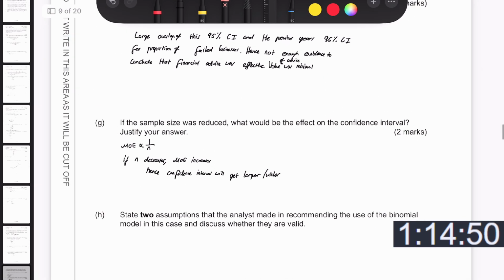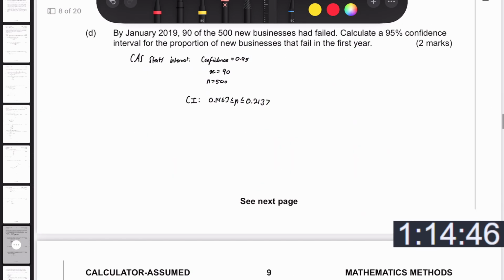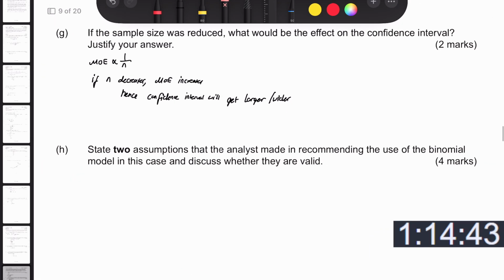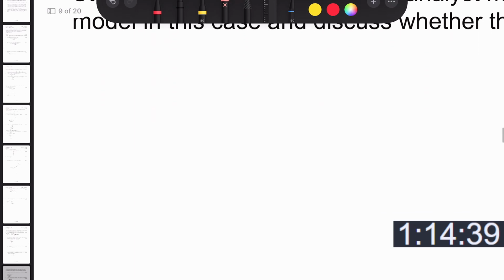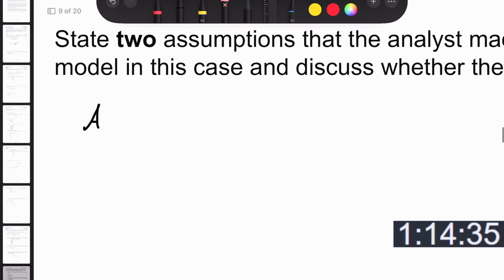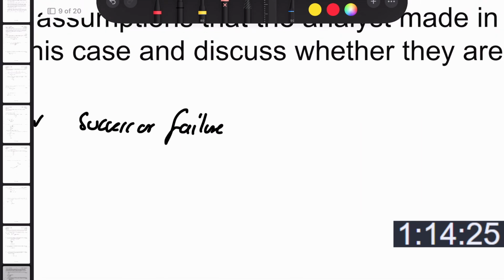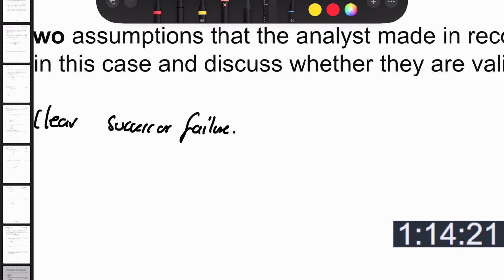State two assumptions that the analyst made in recommending the use of binomial models in this case, and discuss whether they are valid. Either you fail or you don't, success or failure. I guess so. This is valid, but there are edge cases where you're almost failing, barely getting by, but then I guess you are still making money at that point. Okay, I'm going to say yes, this is valid.